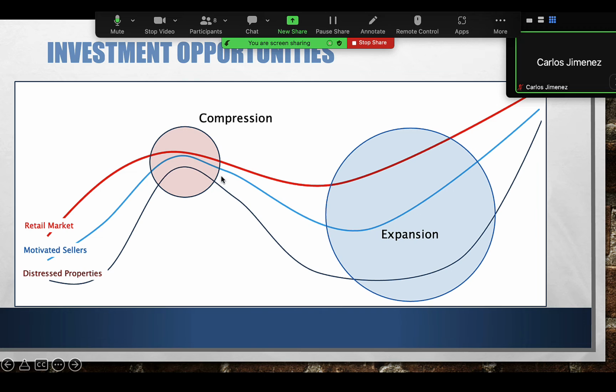What they will do is buy these distressed properties, clean them up, and resell them as retail. Buy distressed, sell it as retail. Or your speculative land investors will find motivated sellers, repurpose the land, and sell it as retail. Or, frankly, just find a motivated seller and just resell it.